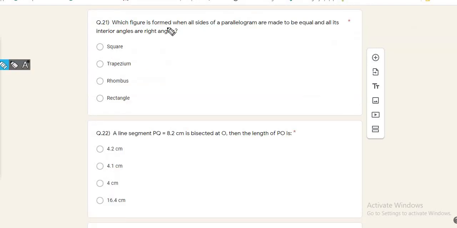Question 21. Which figure is formed when all sides of a parallelogram are made equal and interior angles are right angle? We know that square is a parallelogram in which all sides are equal and all angles are of 90 degree. So A, square, is the correct option.